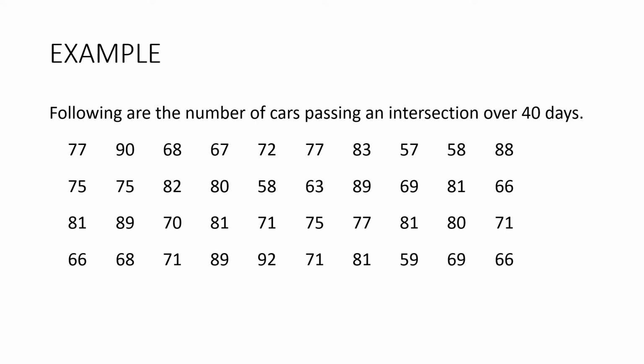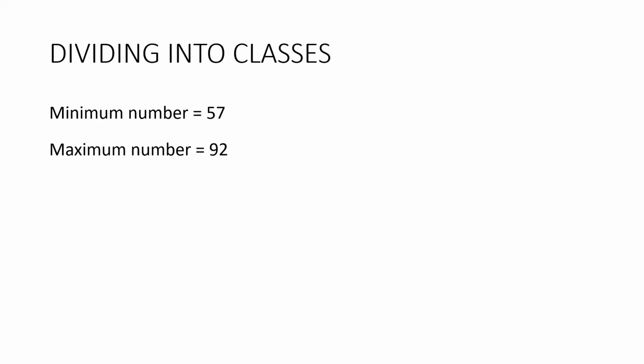Following are the number of cars passing an intersection over 40 days. And you can see a lot of different numbers there with low frequency, so we need to group them. What we need is the lowest, which is 57, and the highest, which is 92. So let's find the range. 92 take away 57 is 35.